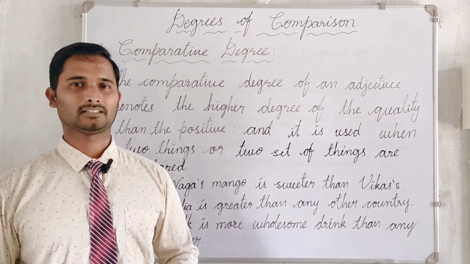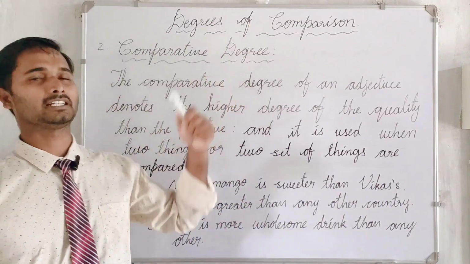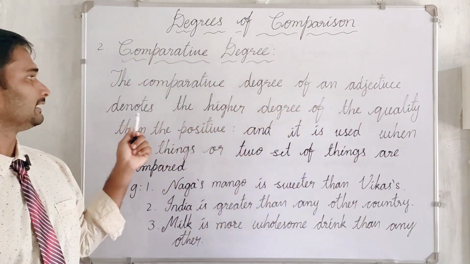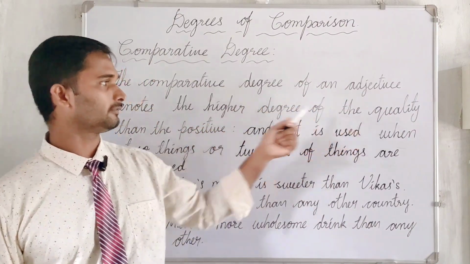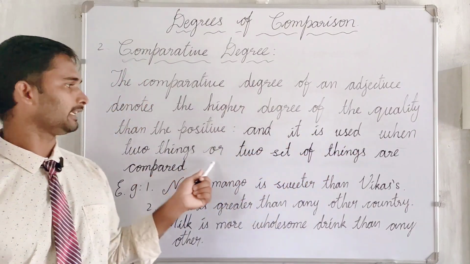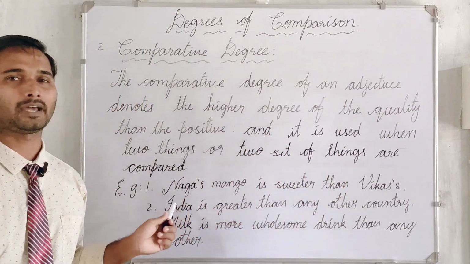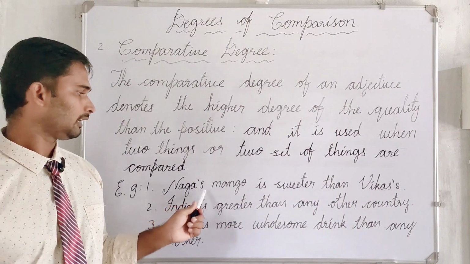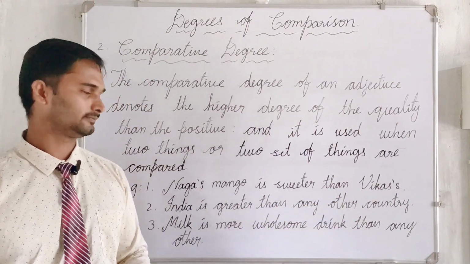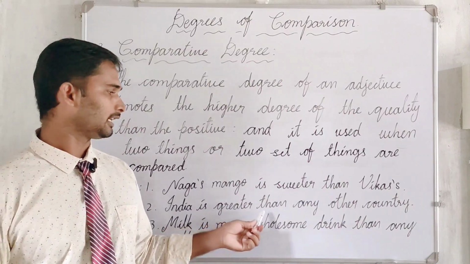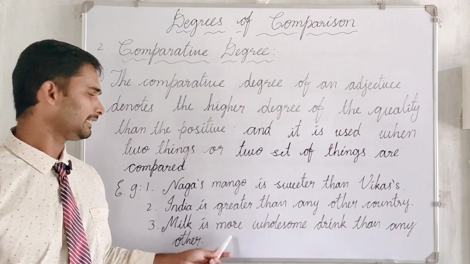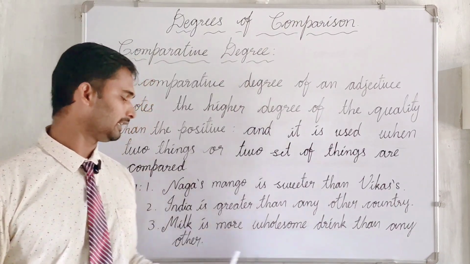Degrees of comparison. Let us learn now the comparative degree. The comparative degree of an adjective denotes a higher degree of the quality than the positive, and it is used when two sets of things are compared. Here are some examples. Naga's mango is sweeter than Vikas's. India is greater than any other country. Milk is a more wholesome drink than any other.